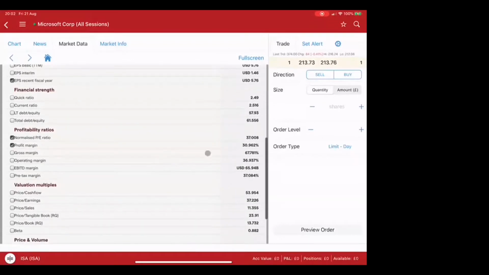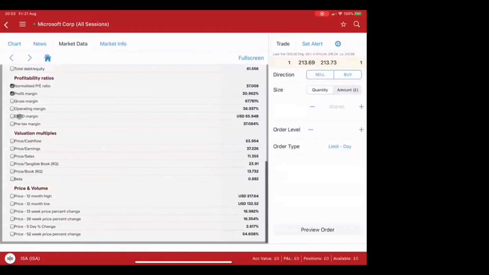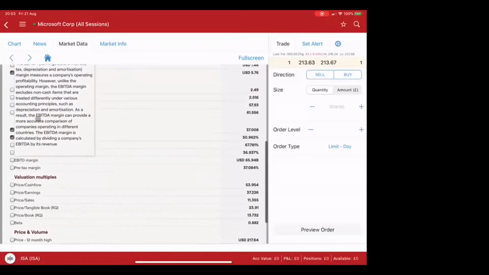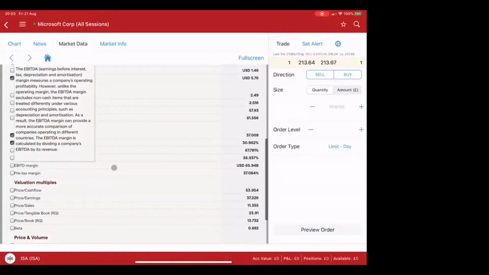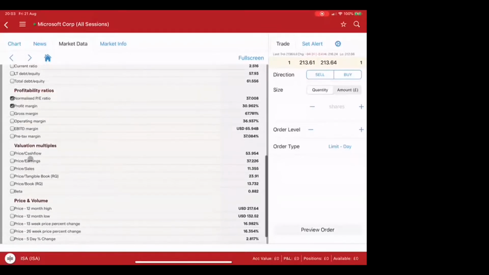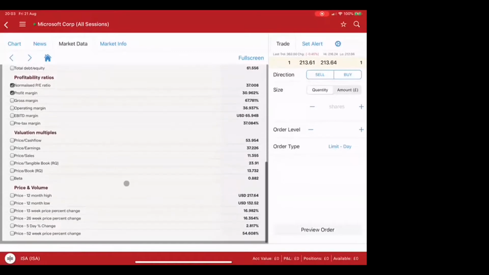You also get to see the profit margin, 30%, not bad at all. If you have 30% of that on Microsoft, it's not bad. You can also go down to the earnings before taxes and deductions as well. It gives you a bit more definition here too. Their price to cash flow, earning ratio. I would not dwell too long on this.